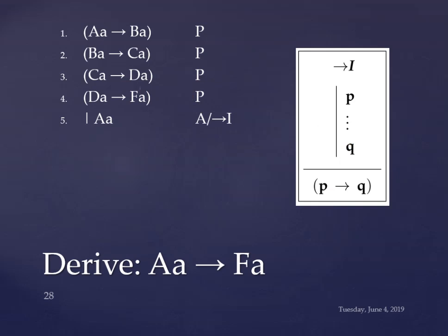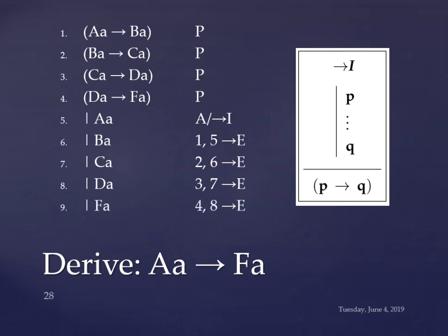So there's A. And then with lines 1, line 5, I can derive BA. And then with line 6 and line 2, I can derive CA. With lines 3 and line 7, I can derive DA. And then finally, with lines 8 and line 4, I can derive FA. Now I've got FA as the last line of my subderivation.